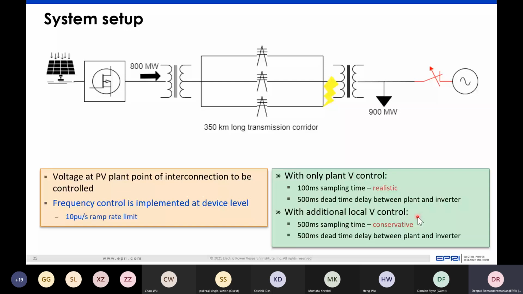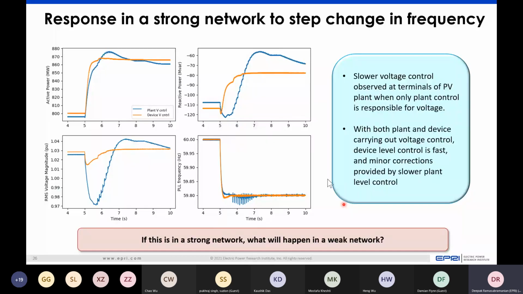And here we introduce a dead time delay between the plant controller and the inverter control. And depending upon having this type of hierarchical voltage control, you can see the impact of the delay here in a strong network, where you again do a step change in frequency, where you reduce the frequency by 0.2 hertz, and you can see that the blue curve is where you have only plant level voltage control, and you see the slower voltage response. You see the effect of the sampling and the dead time happening here at 100 milliseconds. Whereas if you have device level voltage control also, you have much better voltage response. You see the 500 millisecond delay that's happening here because of the plant level control.